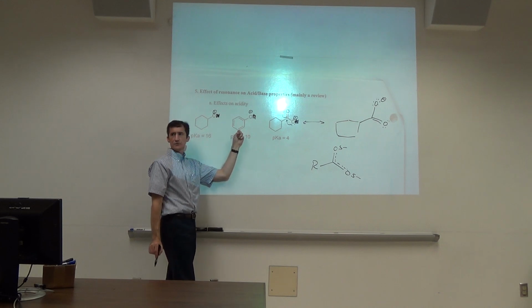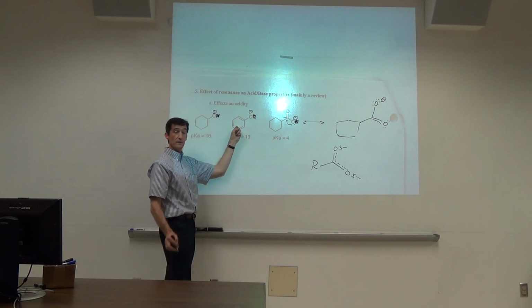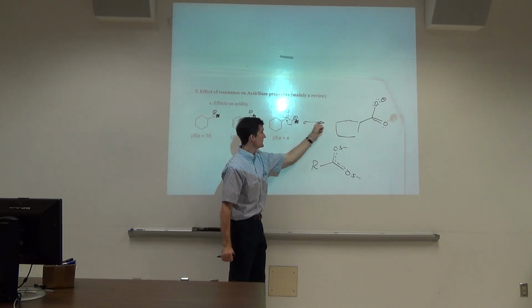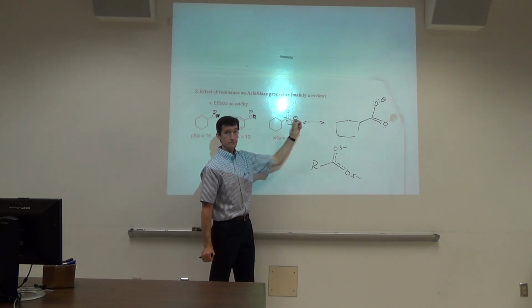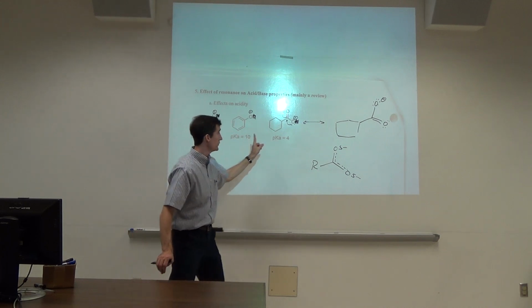When we did resonance structures of phenol, how many total resonance structures can you draw of phenol? 4 total. We had the original and then we drew 3 for a total of 4. 4 resonance structures here. How many can you draw of carboxylic acid like this? 2 total.